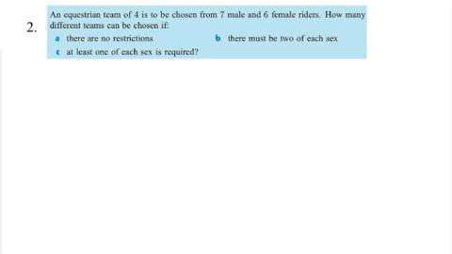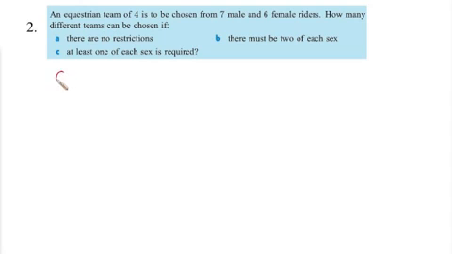Let's look at one more example, and hopefully that previous problem will make a little bit more sense. Now we have an equestrian team. There are 7 males and 6 female riders, and we're going to choose only 4 of them.